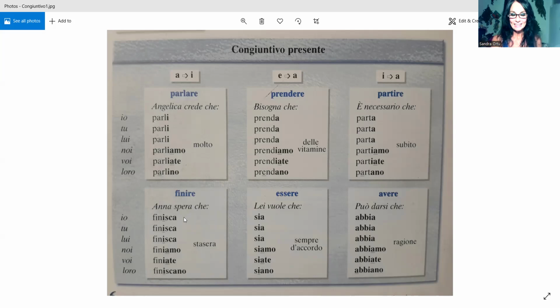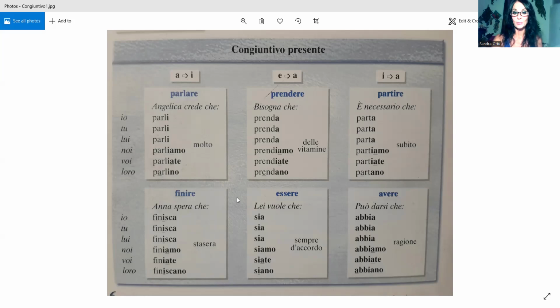So as you can see, it's a little bit different. I'm going to read it. So the ire changes. We have finisca for the first three persons, singular. And then noi finiamo, voi finiate, and loro finiscano. So noi and voi still stay the same, but we have the first three persons and the last one, which have the typical combination of letters, really, like the present tense.